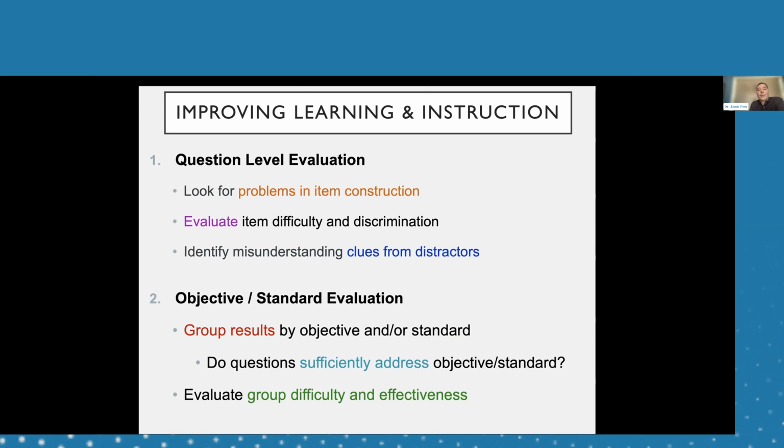And I'll see, do these questions sufficiently address the objective or standard? And I'll evaluate the group difficulty and effectiveness. Now, not difficulty and discrimination of each question, but of the group of questions. So I'm going to show examples of these here in the next sections.